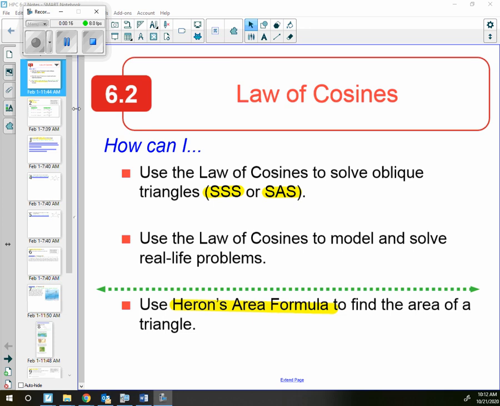If we know three sides, side, side, side, or side, angle, side, so the included angle, law of sines is not going to help us at all, because I don't have that relationship. So there are other scenarios we need to address, and that's where law of cosines comes into play.